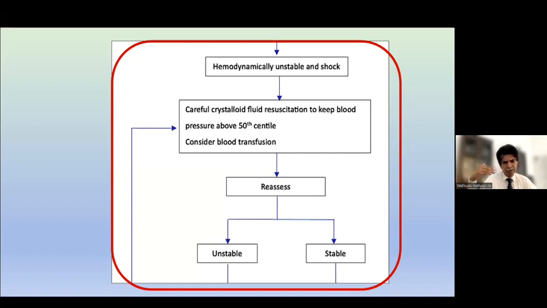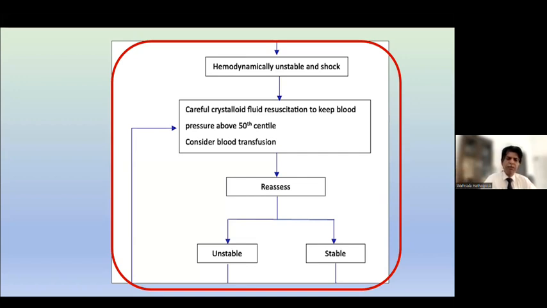So now the other aim: you are not going to get your blood pressure to the real normal level, the upper limit of it. You keep the blood pressure about the 50th centile for the age. You don't have to try to get the normal blood pressure for the child. I will explain why we are not doing that in the next few slides.